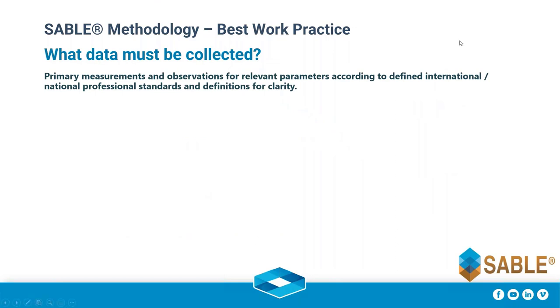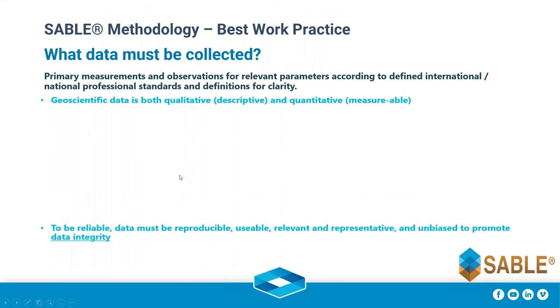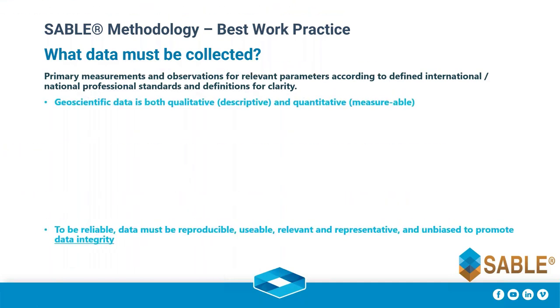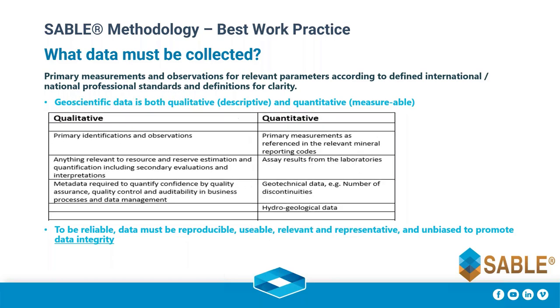And what kind of data do we need to collect? Primary measurements and observations for relevant parameters according to the defined international and national professional standards and definitions for clarity. As we all know, geoscientific data is both qualitative, that means it's descriptive, and quantitative, that means that it can be measured. And for this data to be reliable, it needs to be reproducible, usable, relevant, and representative. But importantly, it has to be unbiased for data integrity to be realized.